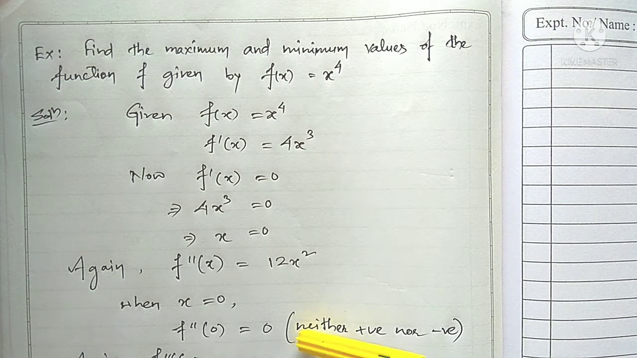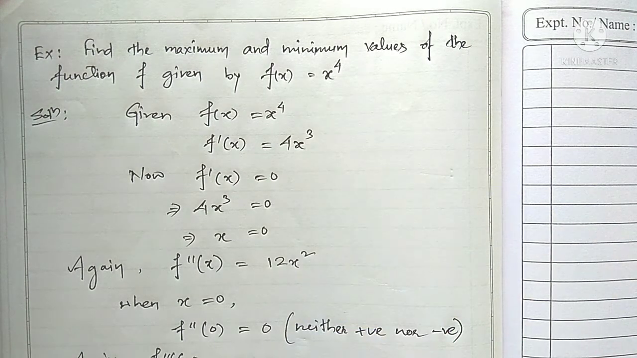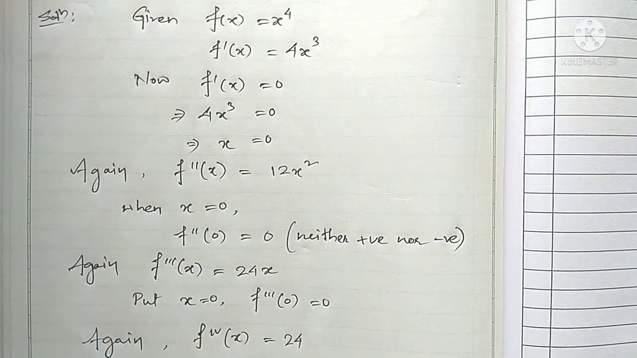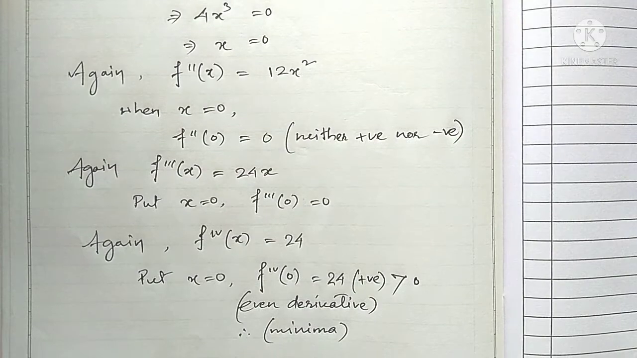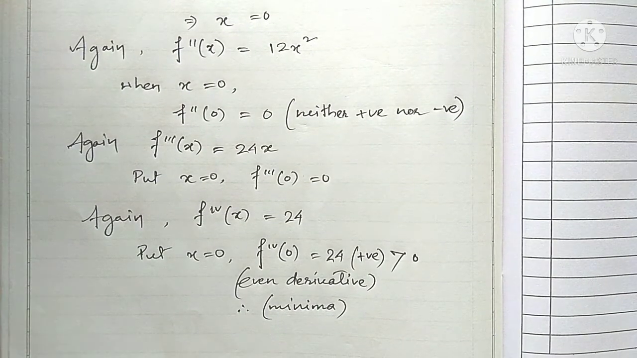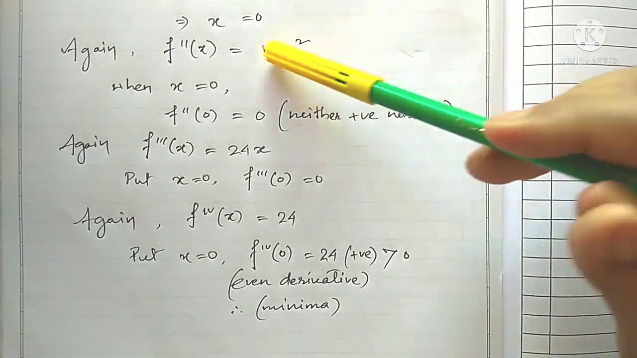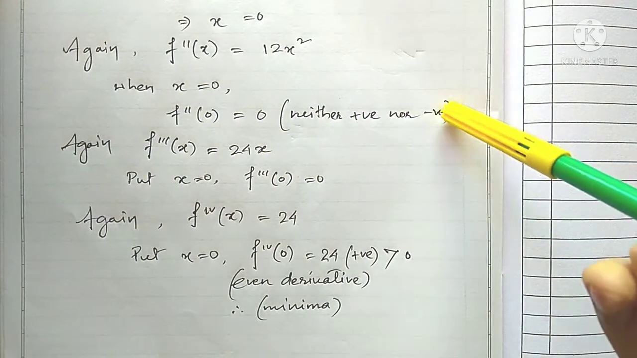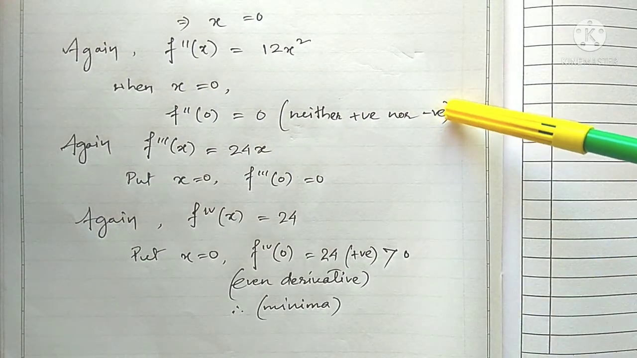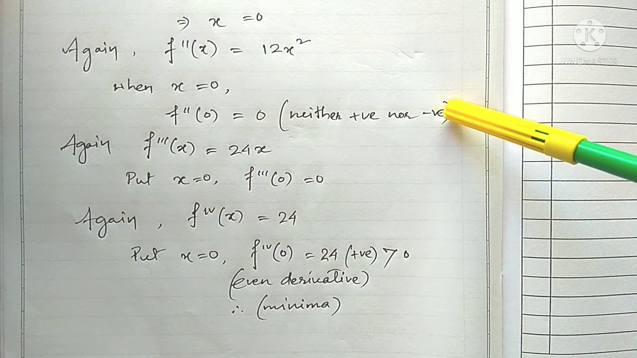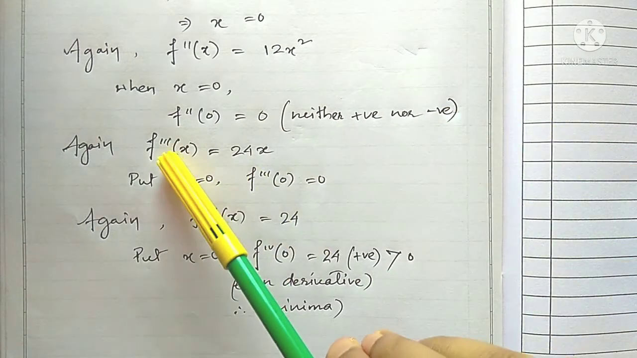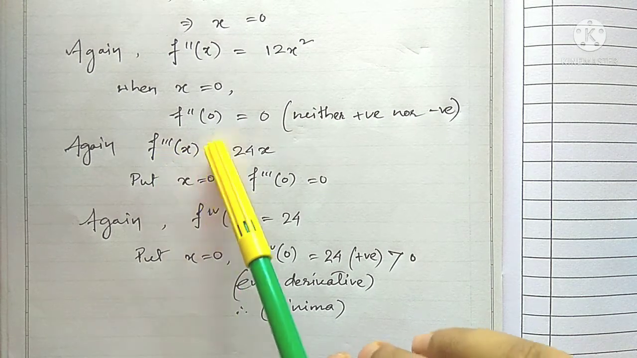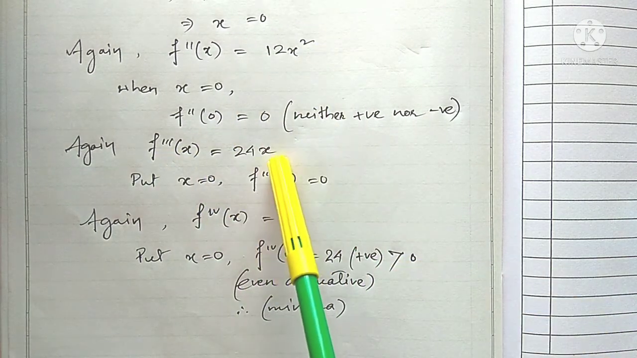So in this case, what do you have to do? In this case, we have to differentiate the function one more time for verification. Is it clear? Because when we put x equal to 0, f double dash of 0 equals 0, so that means it is neither maximum nor minimum. So we have to differentiate the function one more time. So third derivative: 12x square gives 24x.